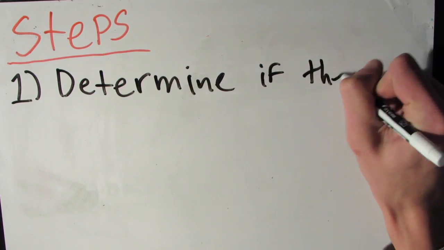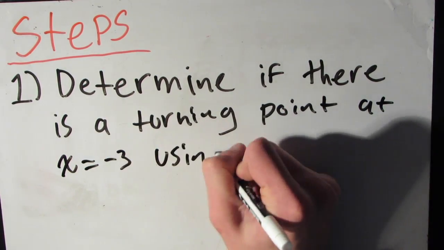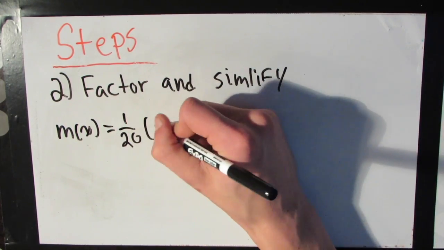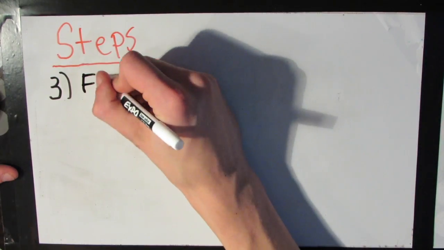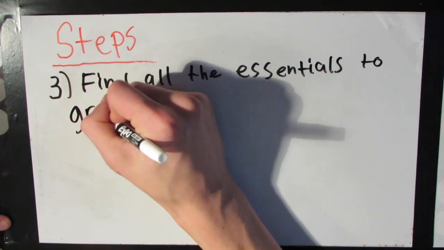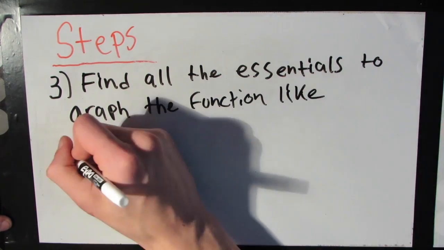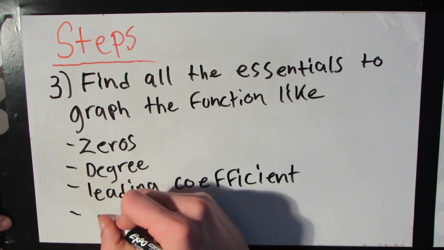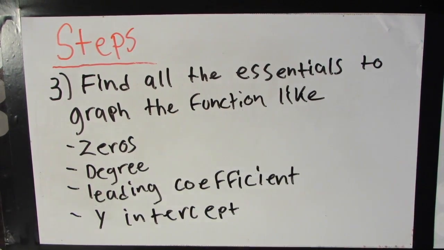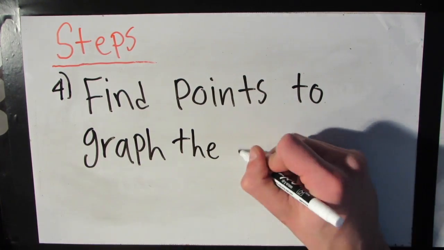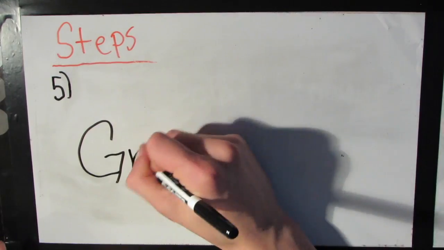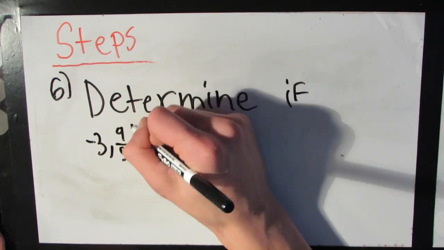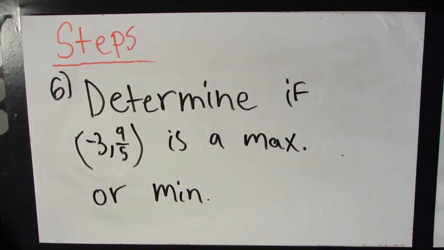Step 1. Determine if there is a turning point at x equals negative 3 using IROC. Step 2. Factor and simplify the equation that we were given. Step 3 is find all the essentials needed to graph this function. This includes zeros, degree, leading coefficient, and y-intercept. Step 4. Find points to graph this function. Step 5. Graph. And step 6. Determine if negative 3, 9 over 5 is a maximum or if it is a minimum.